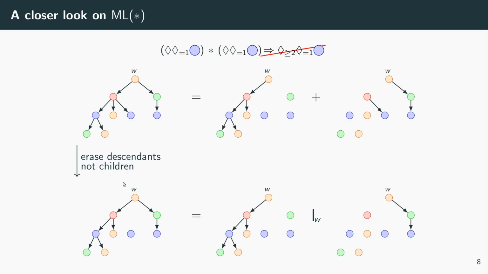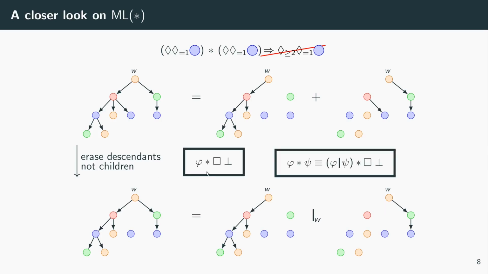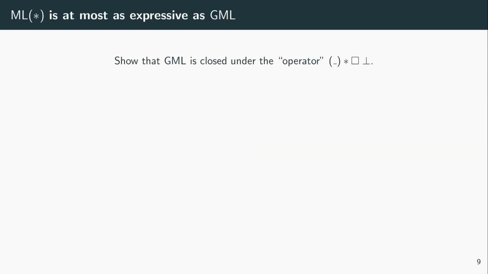Now, the interesting thing is that this operator of removing descendants that are not children can be characterized in ML star and corresponds to the formula phi star box bottom, where box bottom essentially says that I can have some descendants of W but not its children. So it is exactly doing this operation here on the left. And this leads to the following equivalence, saying that phi star psi is equivalent to first removing some descendants that are not children with star box bottom, and then using phi chop psi. Now, this equivalence will lead us to prove that actually ML star is at most as expressive as GML.